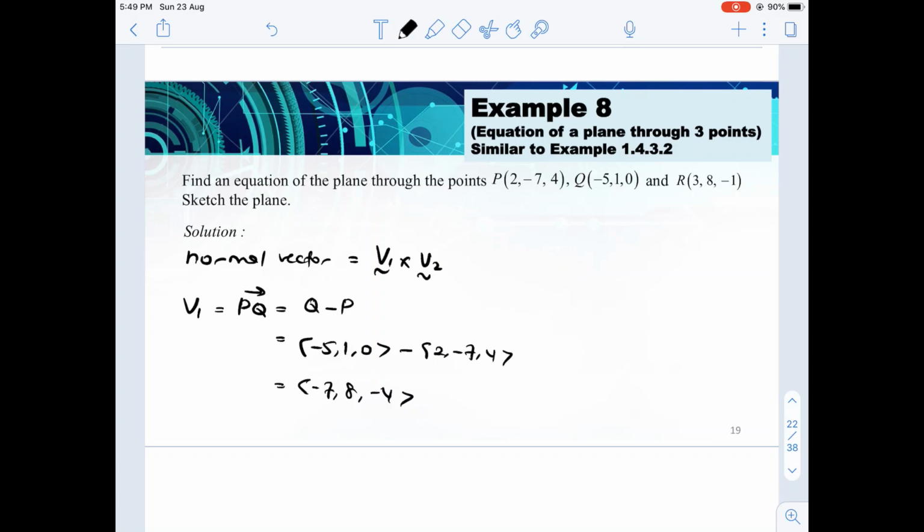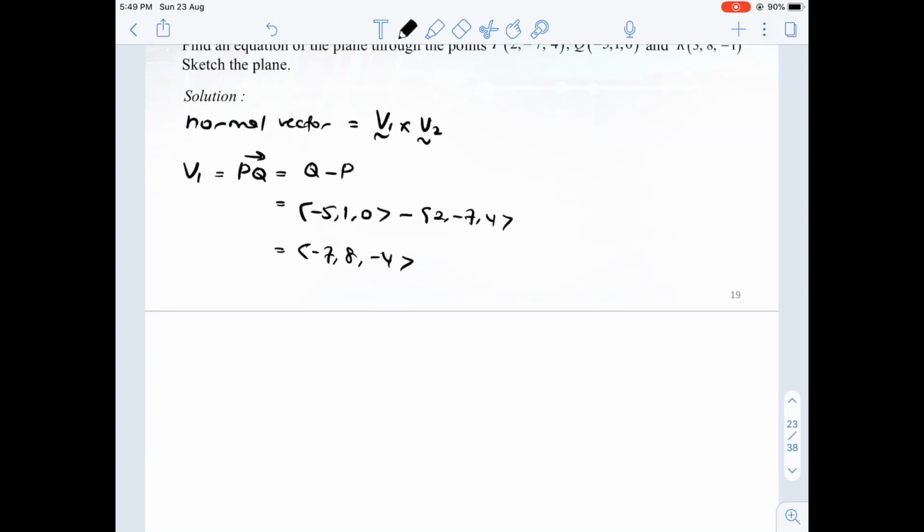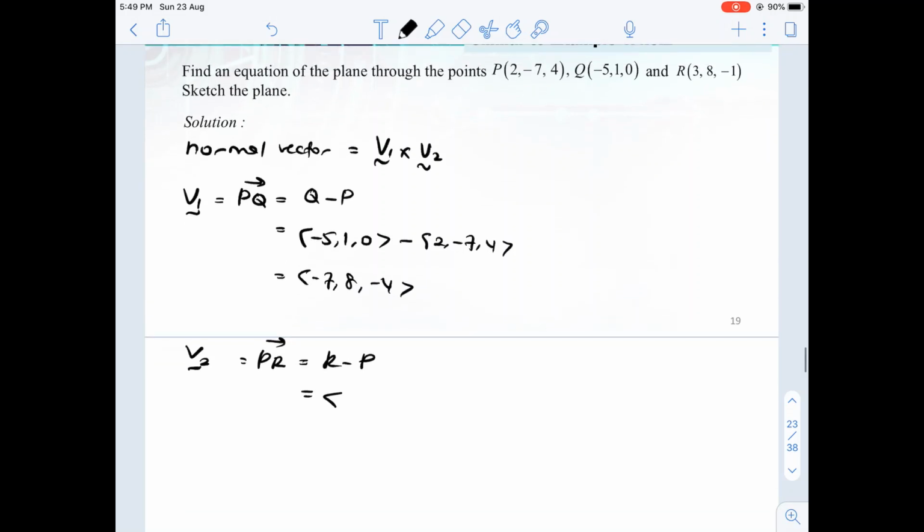So now we need to find the second parallel vector, from P to R. So we have R minus P. R is 3, 8, -1 minus the vector for P, which is 2, -7 and 4. So we have 3 minus 2 should be 1, 8 minus -7, 15, and then -1 minus 4, -5.